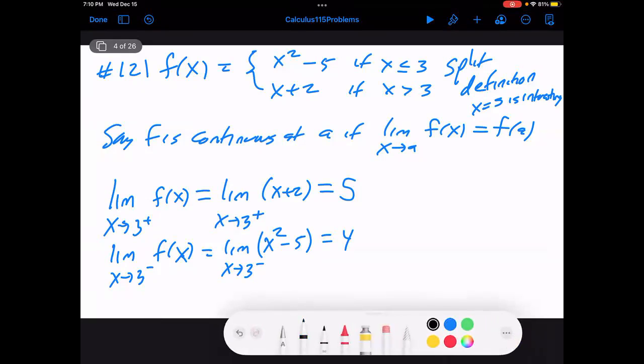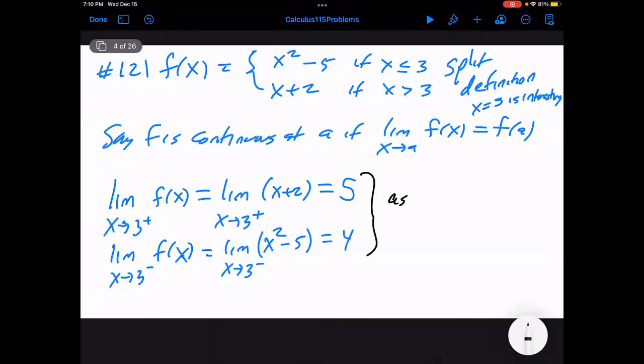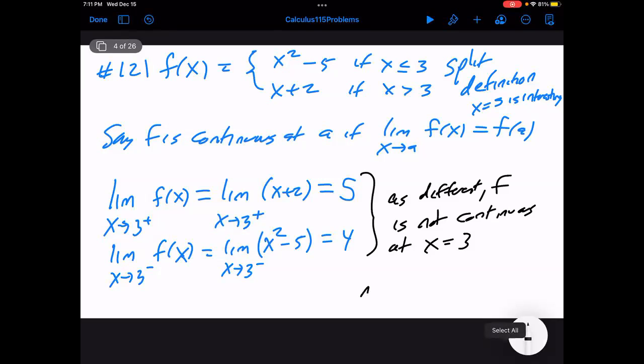No. The one-sided limits are different, so f is not continuous at x equals 3. And then the question is, what is the value of f at 3? f of 3 equals 4, as the definition is for x less than or equal to 3.